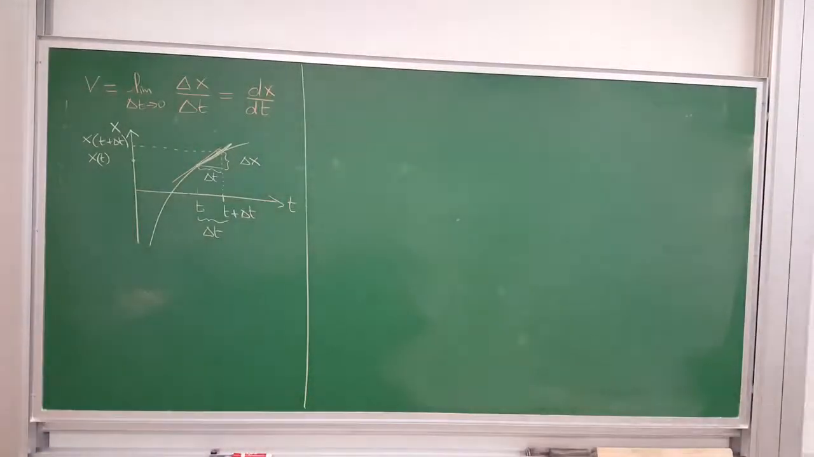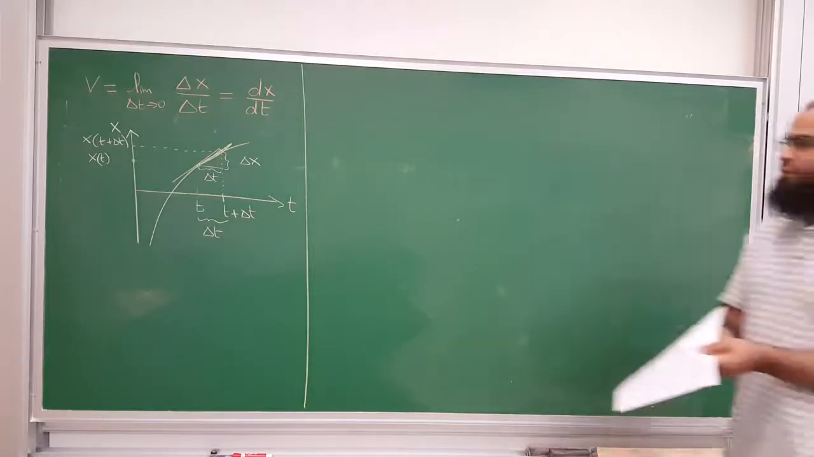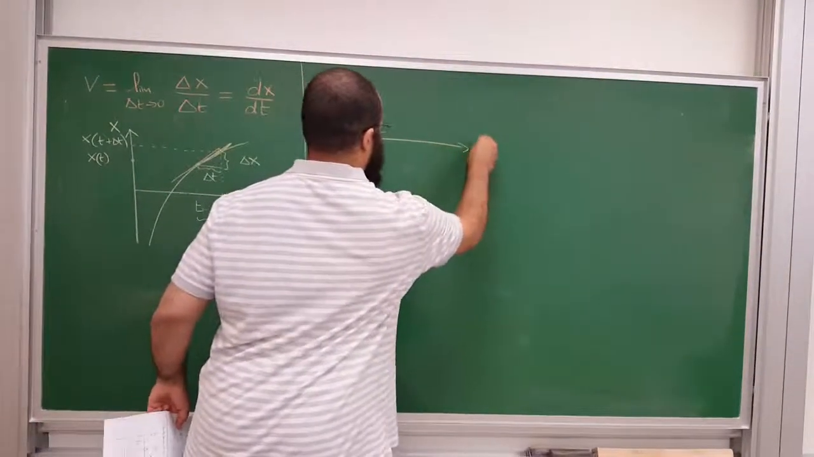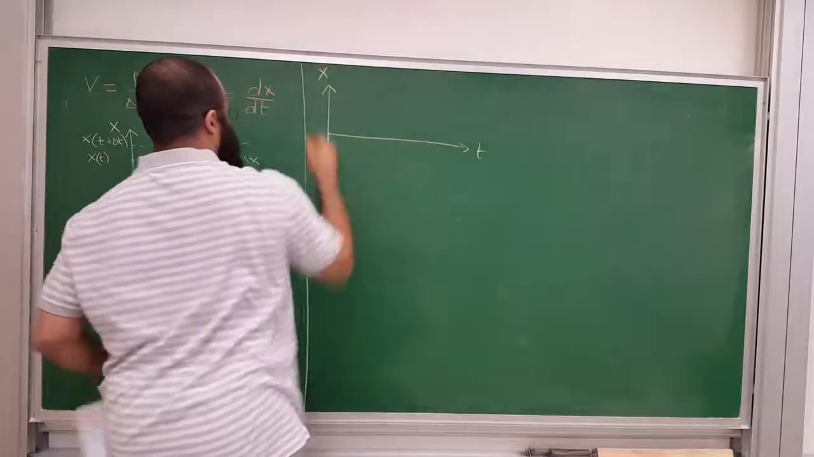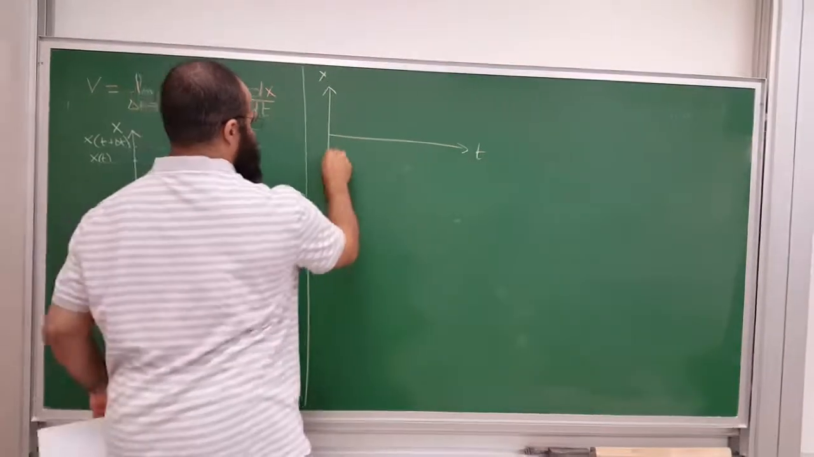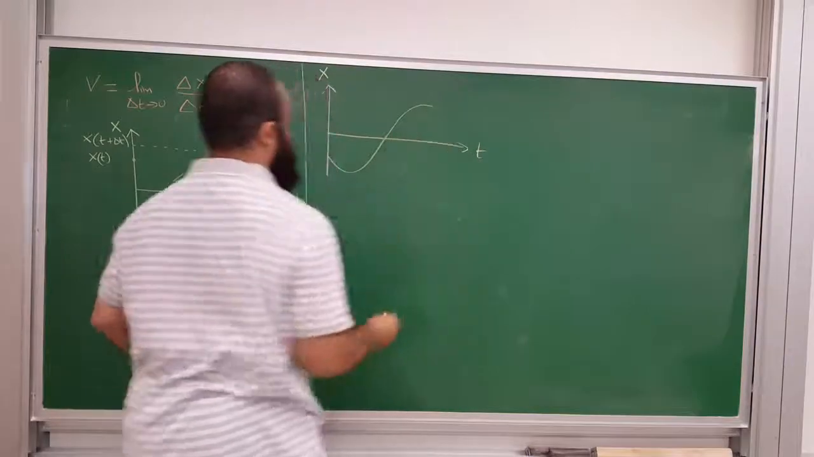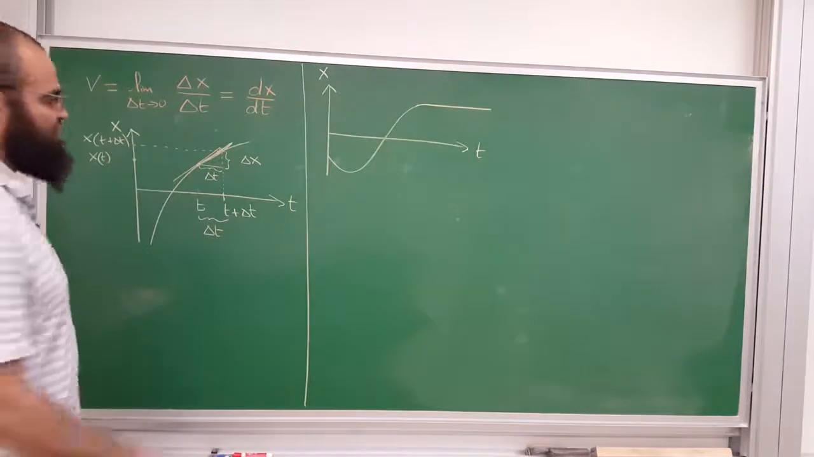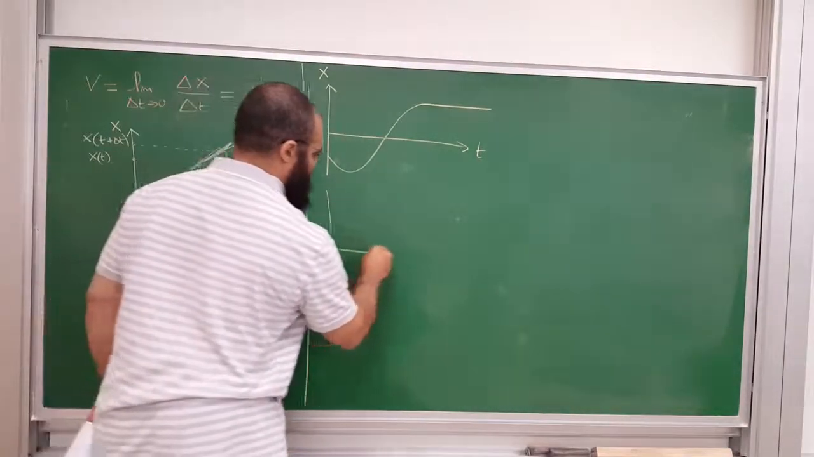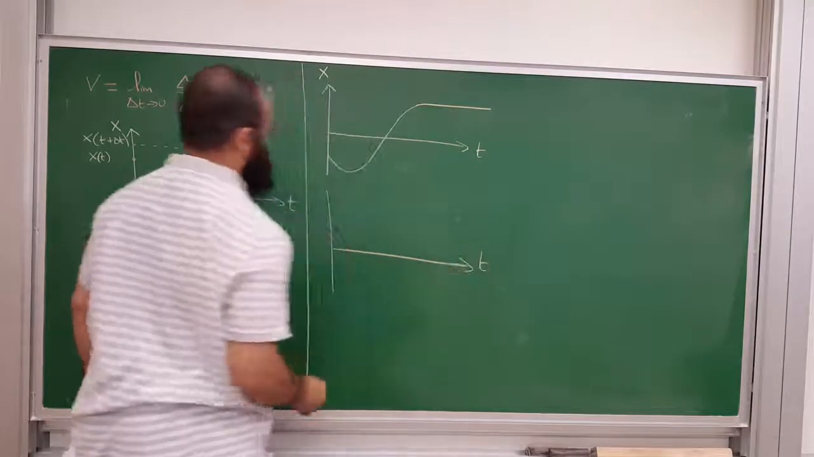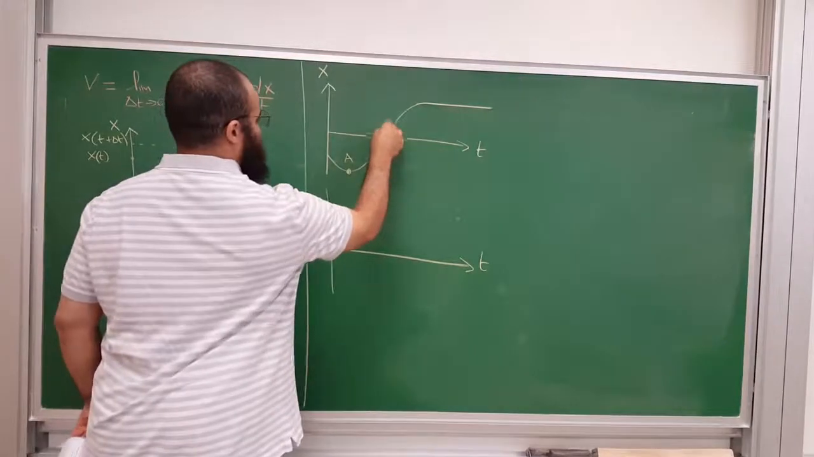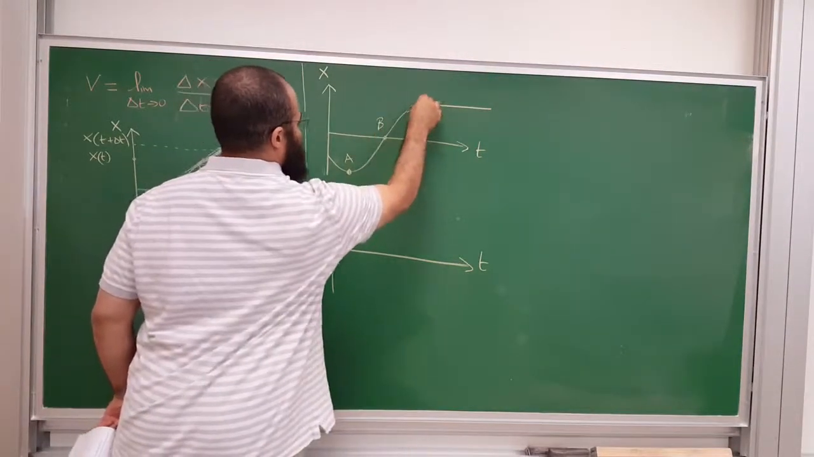So, for instance, let's say I give you a position function. Here is time, here is x as a function of time, and x maybe looks something like this. Maybe it looks something like this, and then it just flattens like that. And I say, what is the velocity as a function of time? Let me call this point here A, and this point here B, and this point here C.